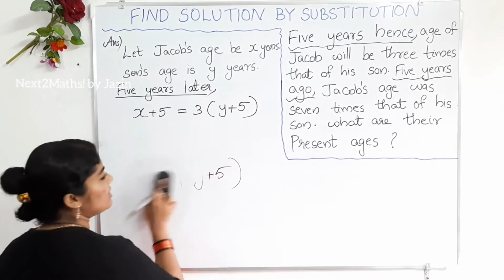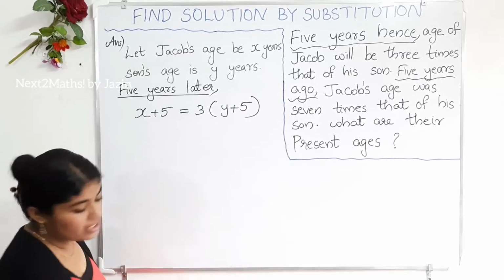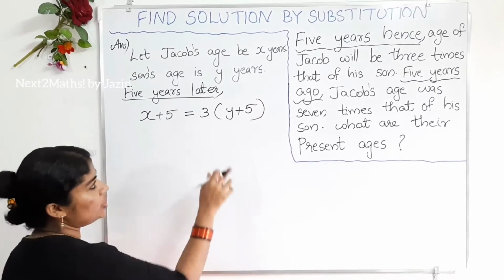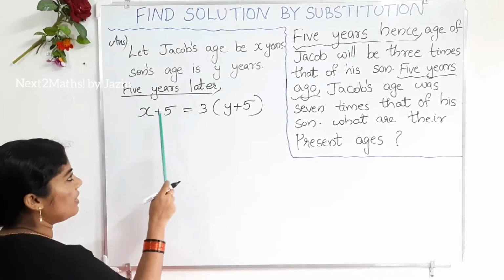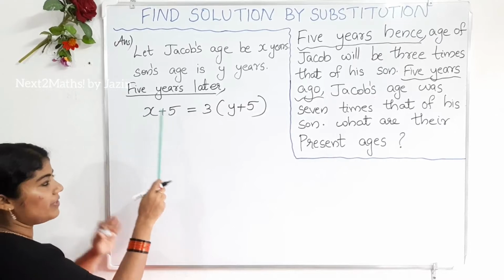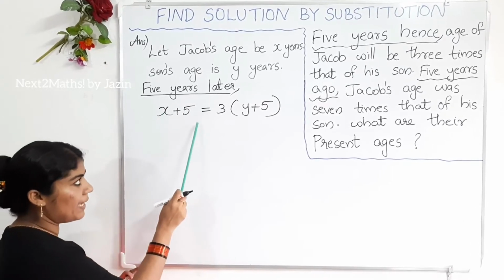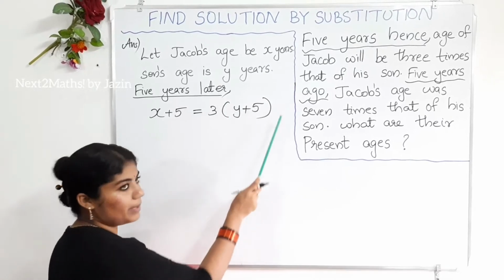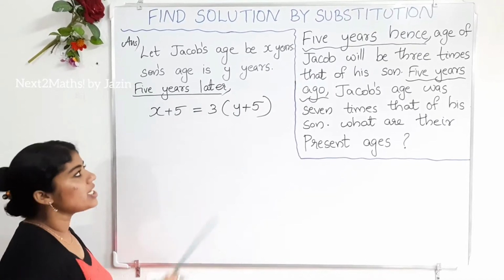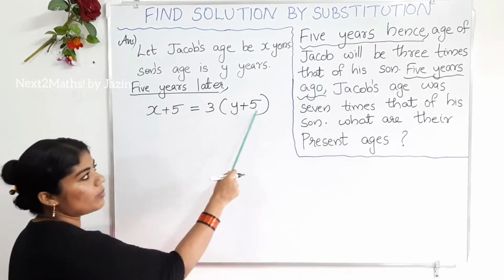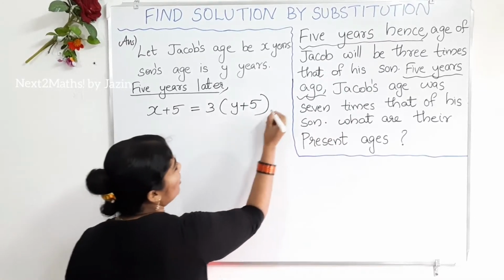So what is the first equation? 5 years later, the age of Jacob is x plus 5. Before that, x years. 5 years later it is x plus 5. The age will be 3 times, and 3 times means multiplication, so give a bracket. 3 times the age of the son, and the son's age is y plus 5. So this is your first equation.